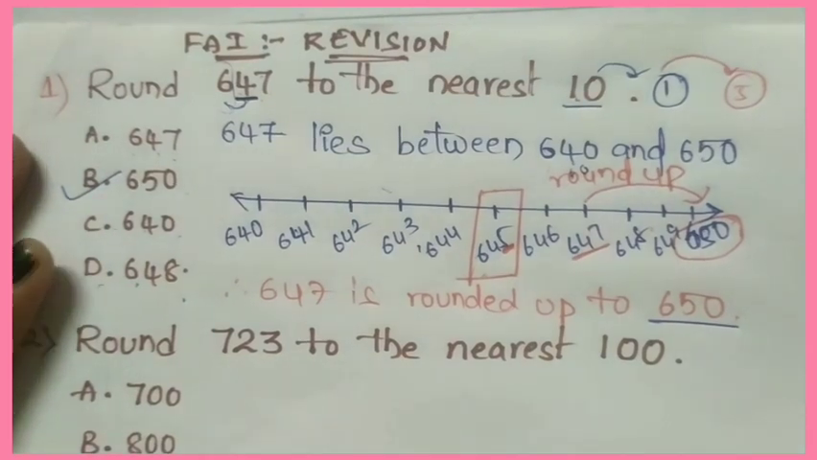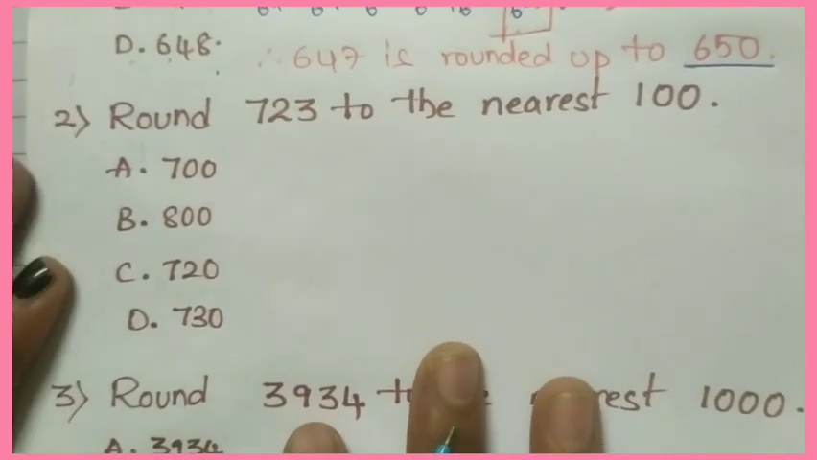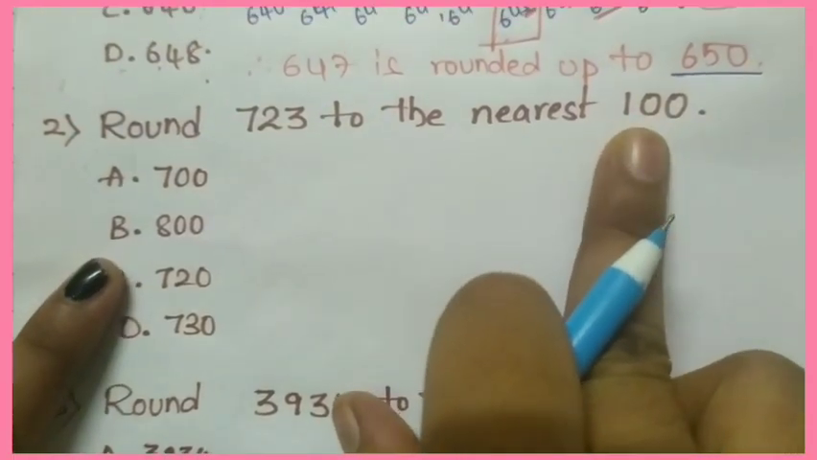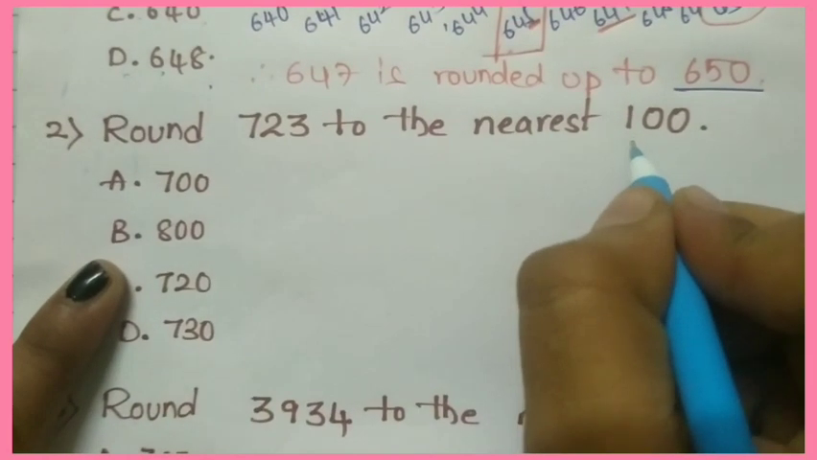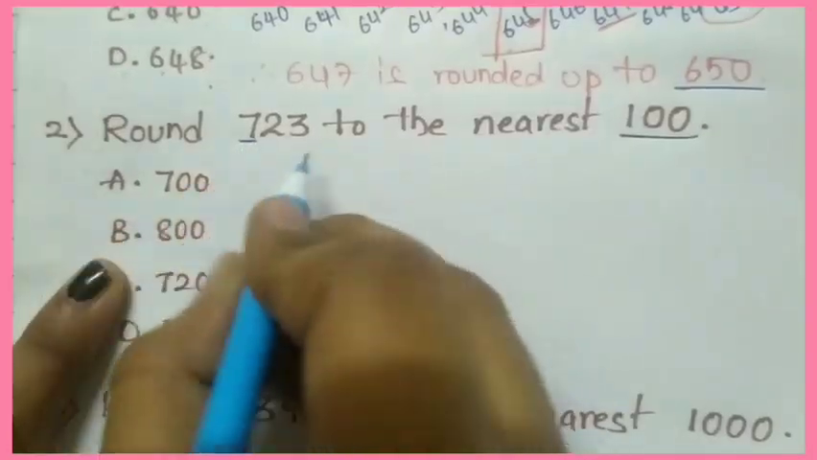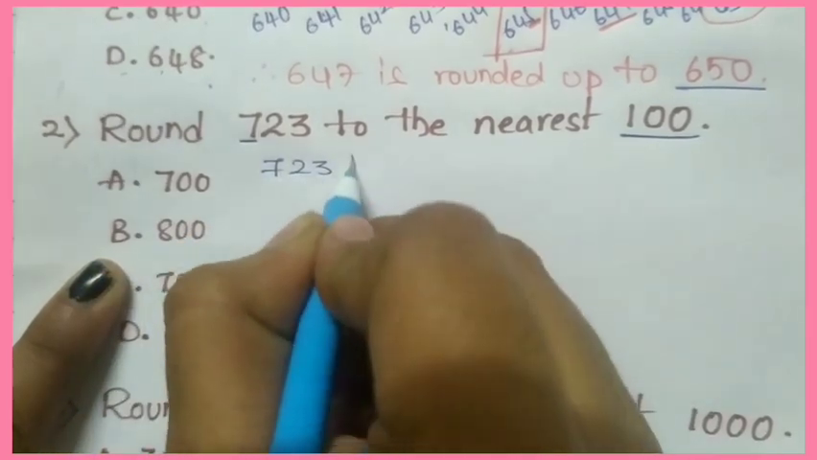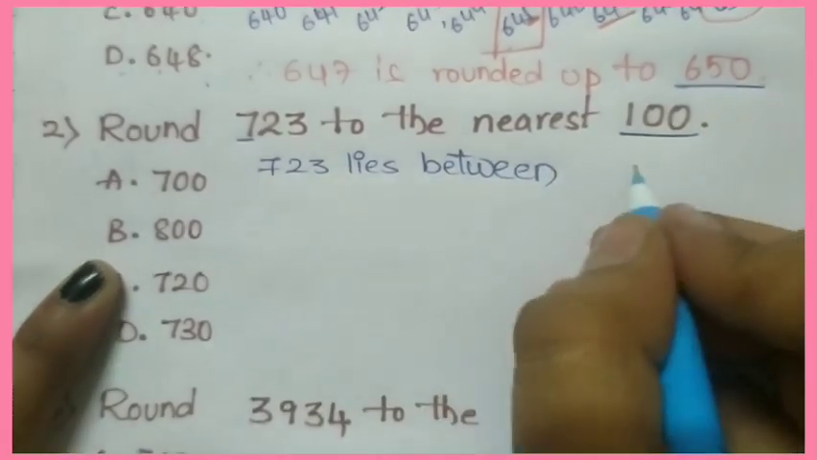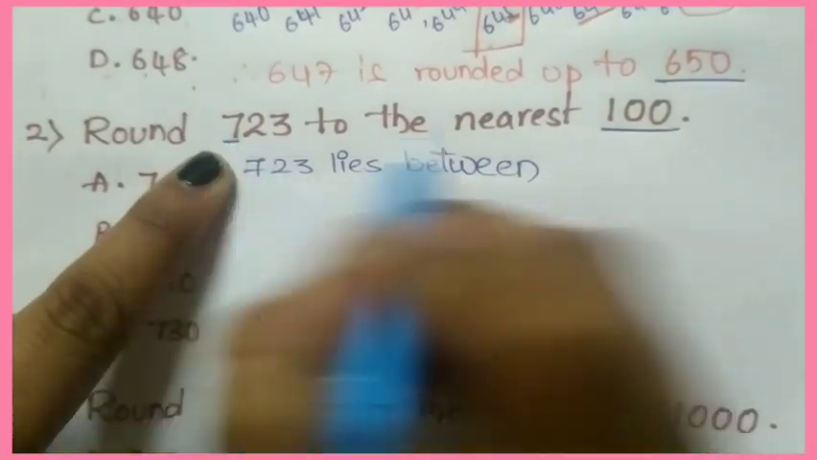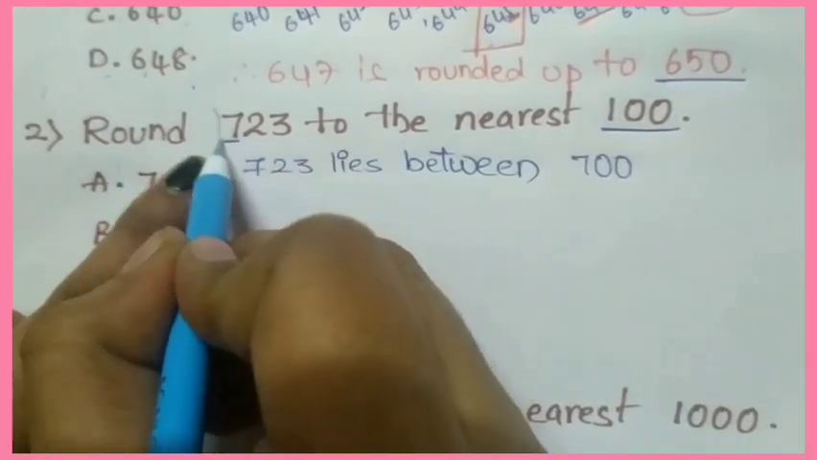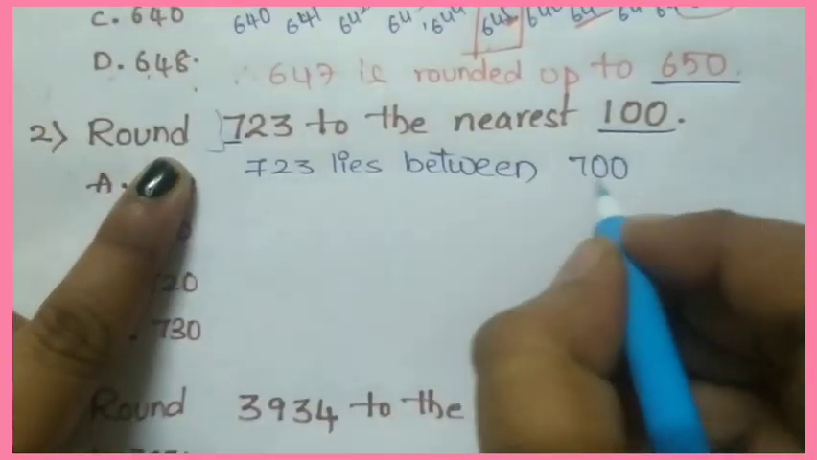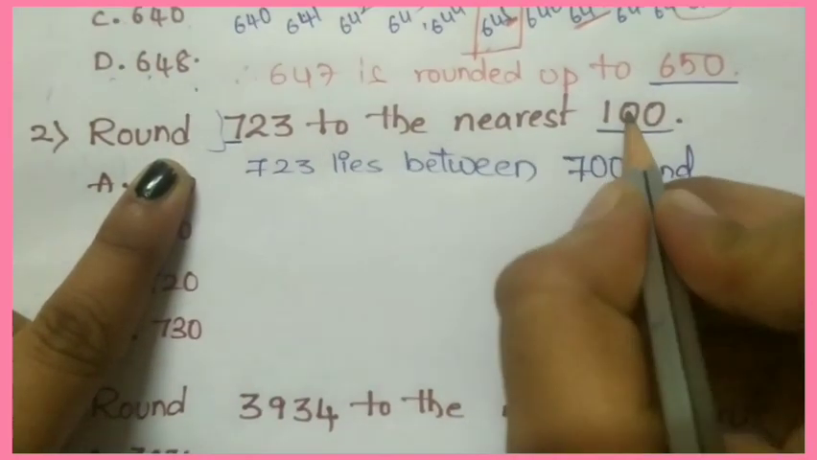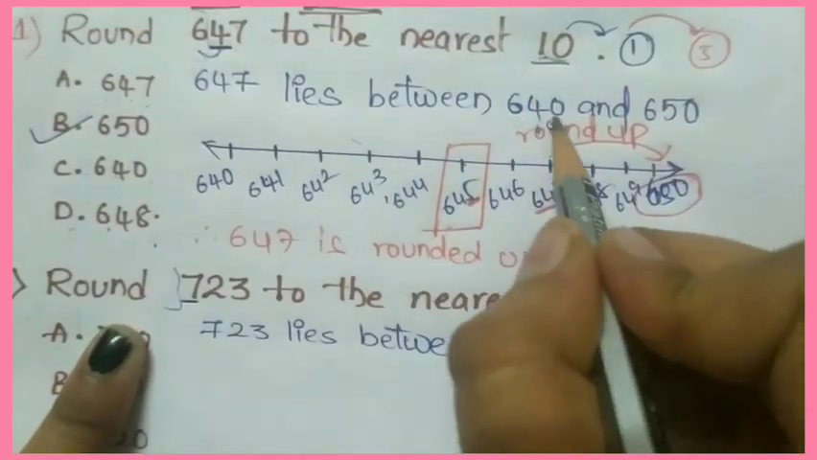Okay, like this you will get. Now look at the second question. Round 723 to the nearest 100. Nearest 100 means we have to check the hundreds place. So 723 lies between... what is the place value of 7? 700. Before 7, are any numbers there? No. So we will not write anything here. 700 plus 100. In the previous one, tens was given, so we added 10.